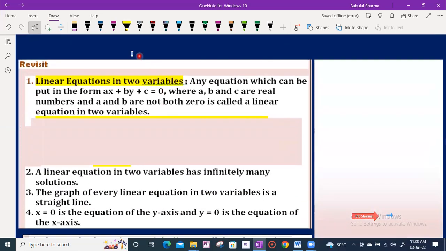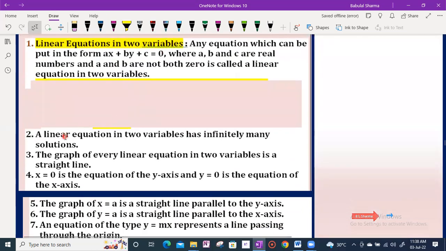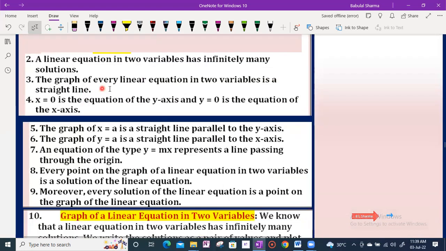So revisiting, see what we have read in this. A linear equation in two variables, any equation which can be put in the form ax plus by plus c is equal to 0, where a, b and c are real numbers and a and b are not both 0, is called a linear equation in two variables. We already have discussed. A linear equation in two variables has infinitely many solutions. The graph of a linear equation in two variables is a straight line.